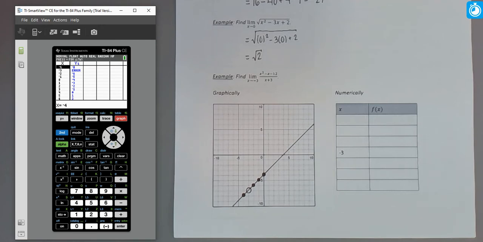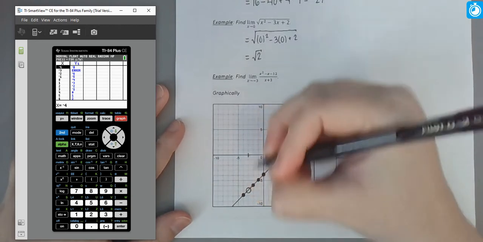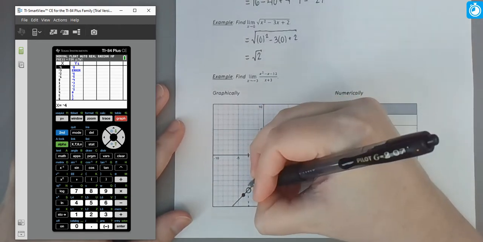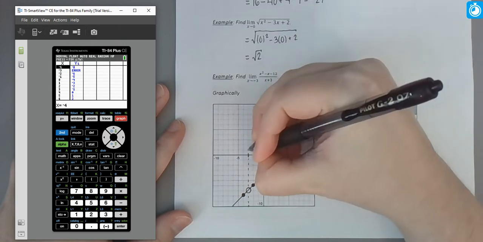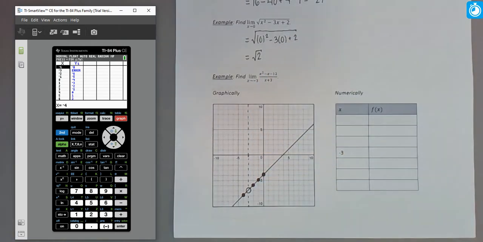So what's happening as we approach x equals negative 3, which is right here. So again, I'm going to put that dotted line. It's not an asymptote, but just so we know where we're looking and where we're looking from the left and from the right. So that's the location in question. We're looking at values to the left of that, values to the right of that.